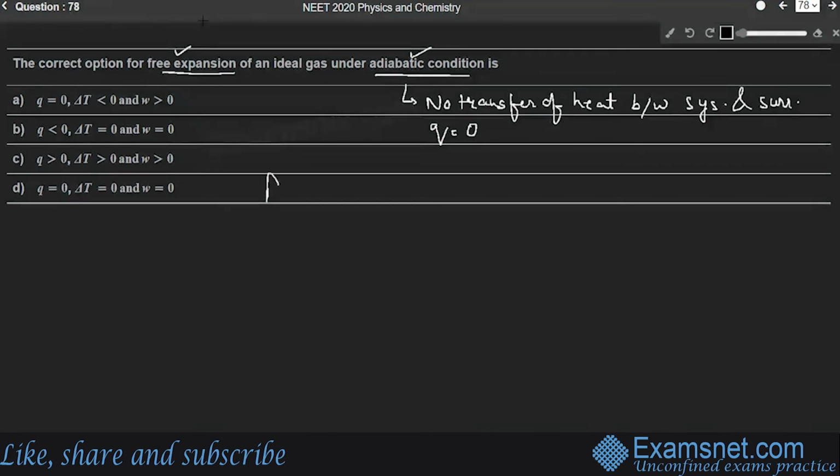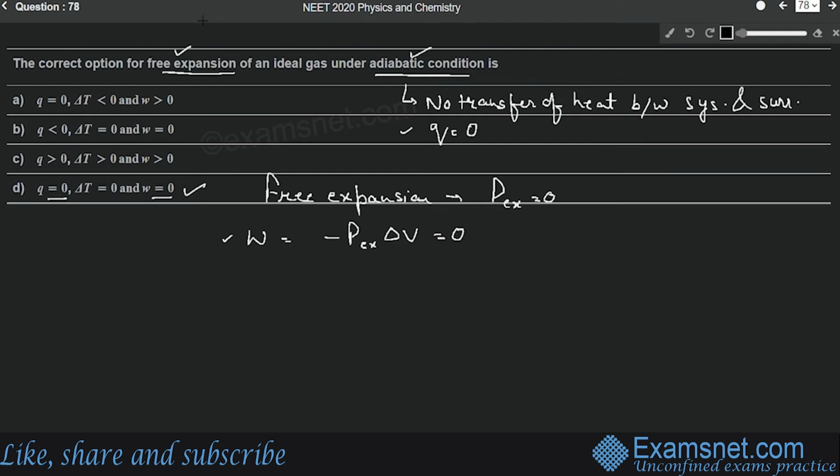Now there is free expansion. Free expansion means the external pressure is 0. Okay. P external is 0. So what will be the work done? Work is equal to minus P external delta V, and that is 0. Okay, because P external is 0. So work done is also 0. So Q is 0 and work done is also 0. So in which of the options Q and W both are 0? The last one. Okay. So this is the correct option.